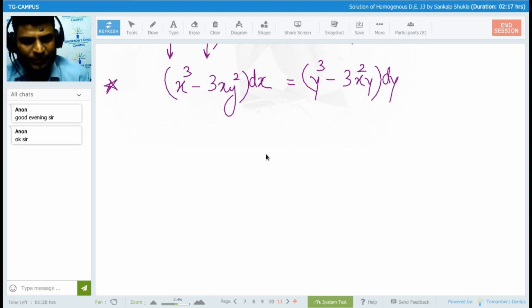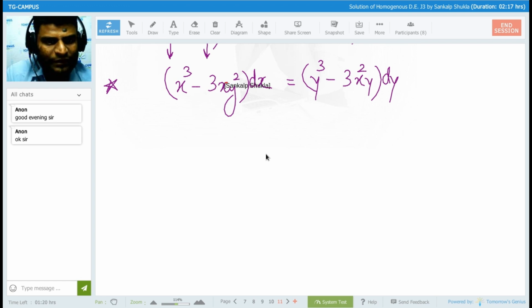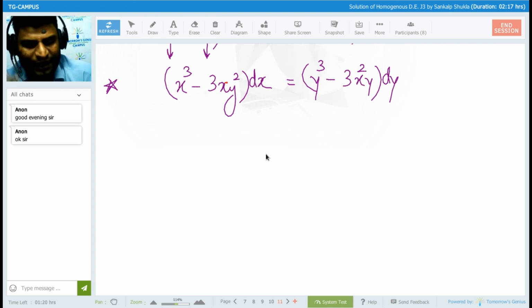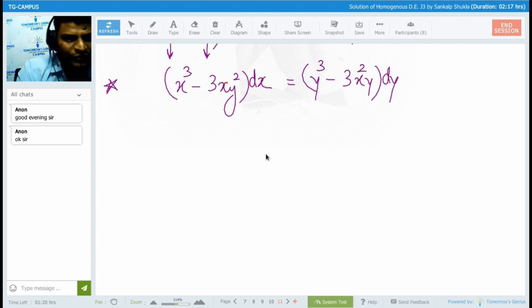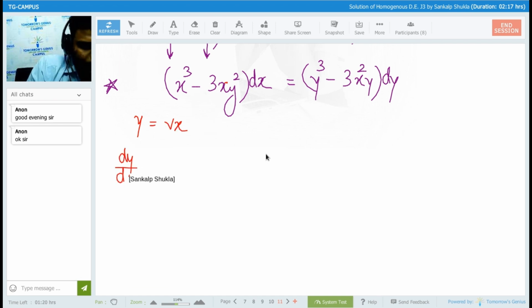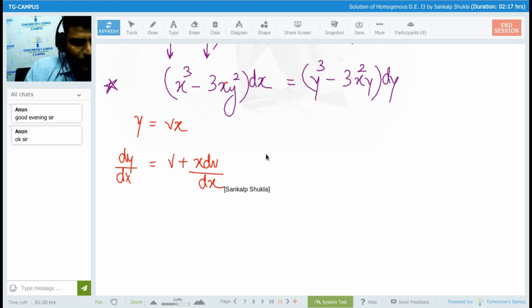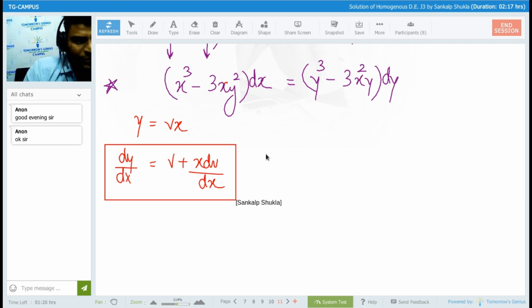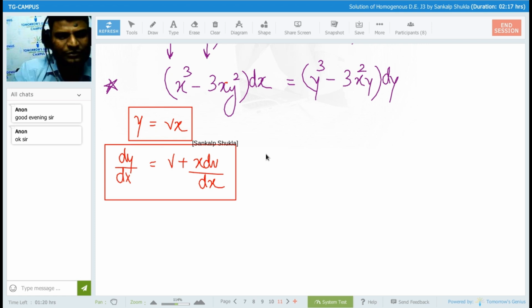Here the power is 3. The power of x cube is 3. And the total power in the second term is also 3. Right? Similarly, in case of y cube, the power is 3 and the total power is also 3. So what we have to do? Again, we have to follow just 2 steps. Y is equals to Vx and dy by dx is equals to V plus x dv by dx. Okay, these two are the substitutions that you have to make.